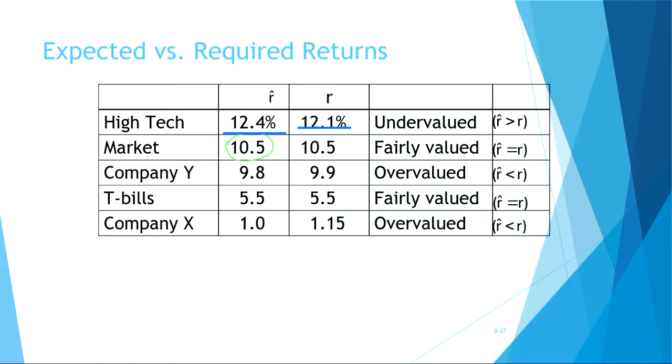I wanted to ask, if the expected return is higher, let's say we expect higher but the required return is less, don't you think it is overvalued? I mean, we overvalue it because we expect it higher than the required one. Or is it the other way around? I didn't get it. Like the high-tech company, we expected 12.4, but the required is 12.1. Is it? Yes. Okay.